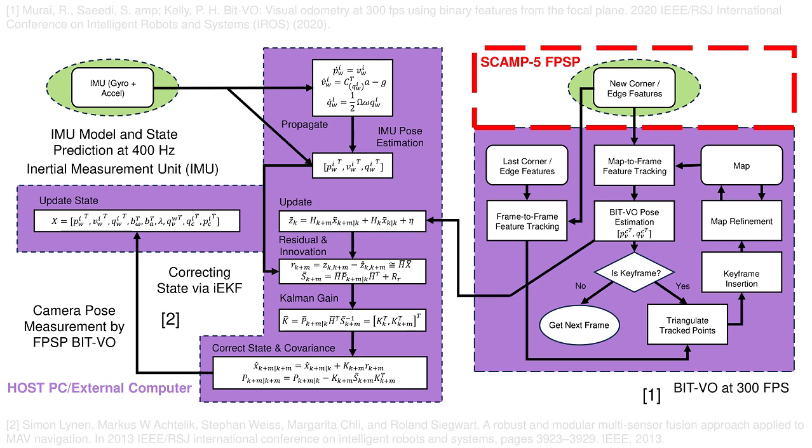iterated extended Kalman filter, and to the right we have BIT-VIO. You can see that the SCAMP5 FPSP computes the corner and edge features, where we are alleviating processing and making use of the high frame rate for fast and robust feature tracking.